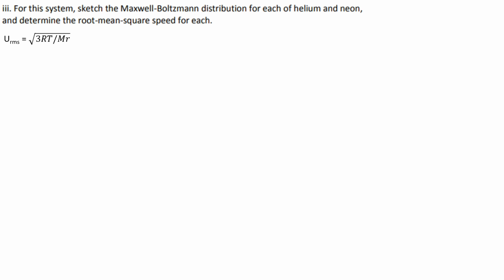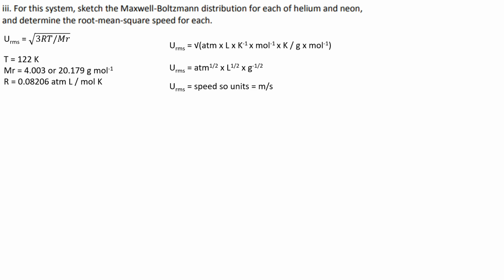Now the root mean squared can be calculated by using this equation: 3RT divided by MR is equal to U RMS, where U is the speed. Now we have temperature, 122 Kelvin, we have the MR, and we have our value of R. So why don't we just sub everything in, units first, to make sure everything works out, and it doesn't. It doesn't work out. So what can we do but try again?